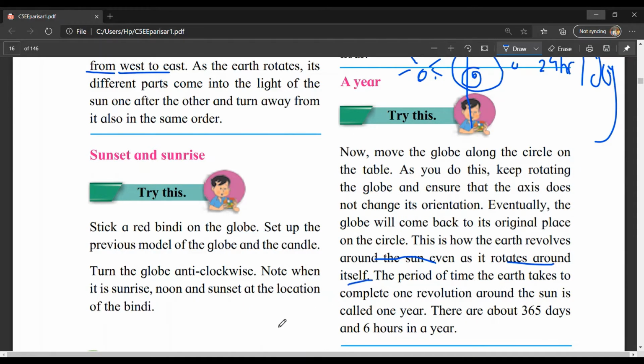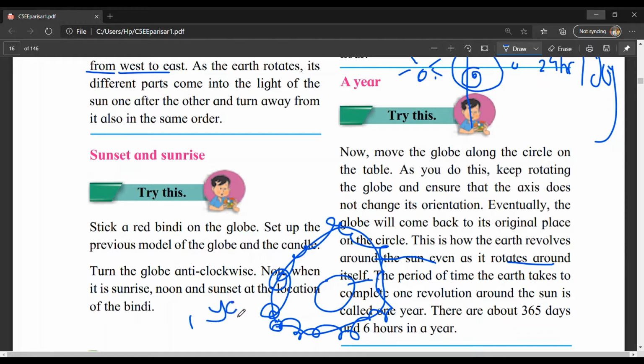That means the earth is here and the sun is over here. The earth is rotating and revolving in its orbit, so it's going like this around the sun. And when the earth completes one revolution, it will be 1 year. So what is 1 year? The earth completes one revolution.